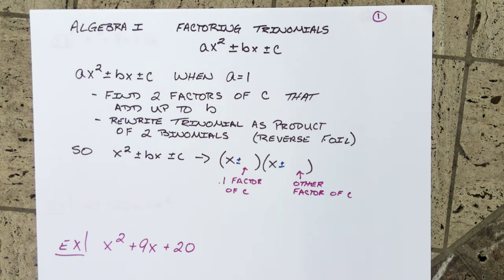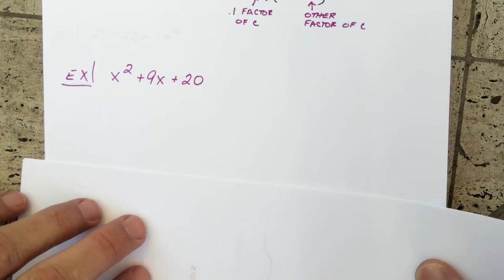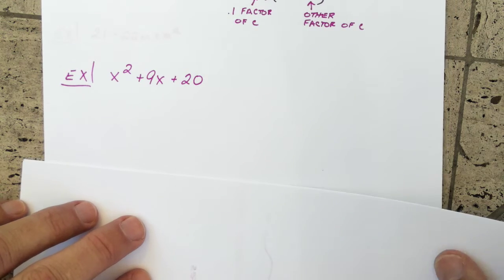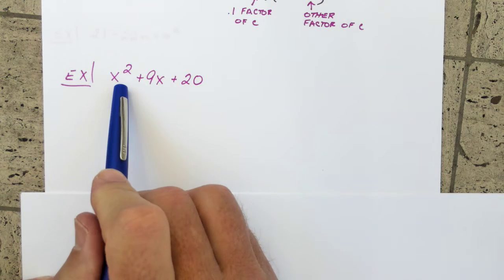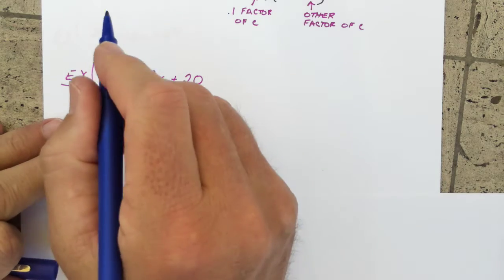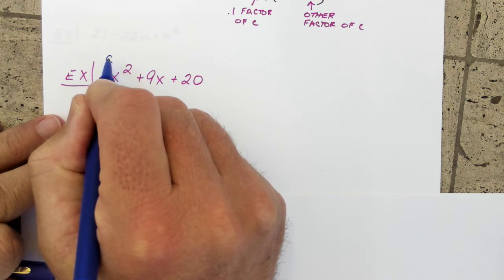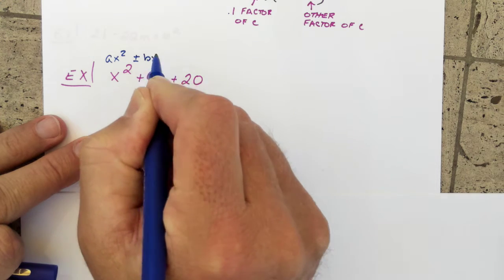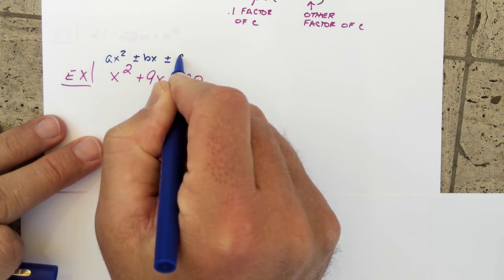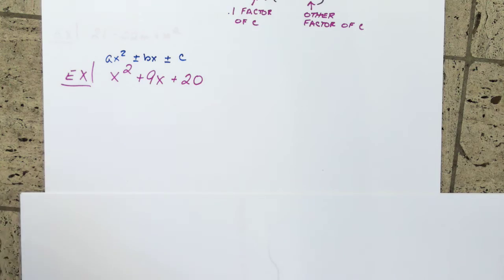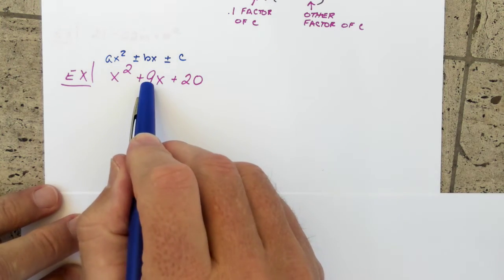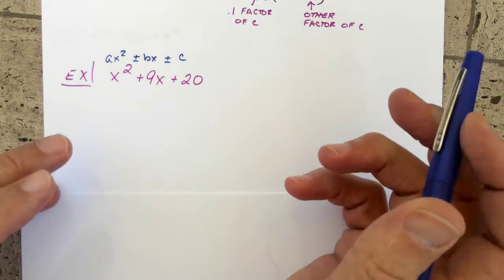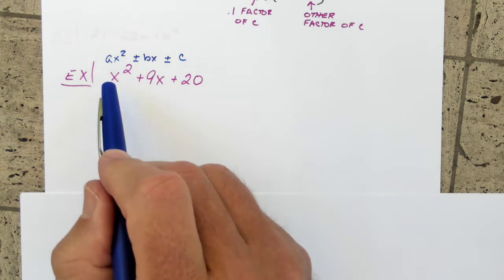So our first example, can't see that very well, can we? Our first example is this. It follows my pattern of ax squared plus or minus bx plus or minus c. So I'm in standard form. I happen to be plus a bx and plus a c. Okay. And there's a coefficient of 1.